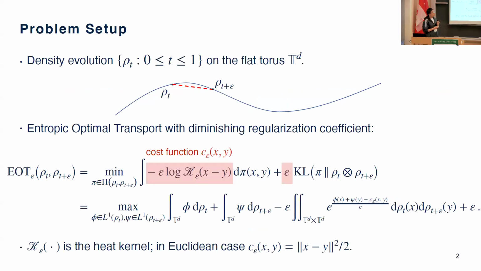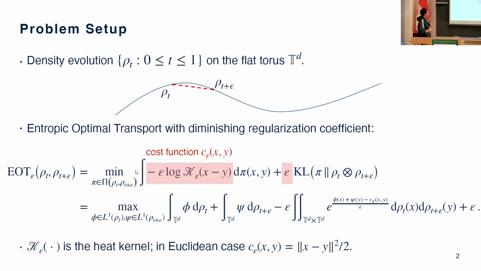And here's the problem setup. Since I only have 10 minutes, I have to assume everyone is super familiar with entropic optimal transport. We have a density evolution rho t where the time t ranges from 0 to 1. And for simplicity, we also assume everything is on the flat torus T^d. And we're interested in this entropic optimal transport problem.